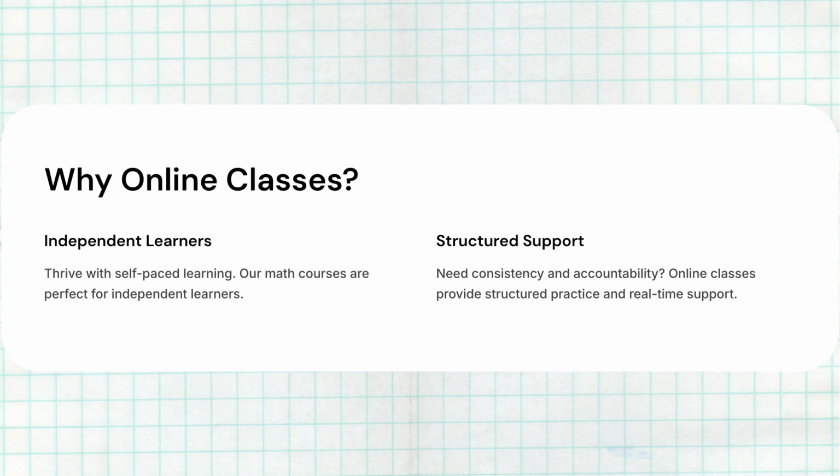Over time, I've realized that there are two types of students when it comes to learning maths. One, the independent student. Those students thrive when studying on their own, and my self-paced courses are perfect for them. I've seen incredible results from students using those courses. Number two, students who need structure and accountability. Some students struggle to stay consistent or need extra support tackling past paper questions. That's why I brought back the online classes. Those sessions will help you stay on track, practice regularly, and ask questions in real time.